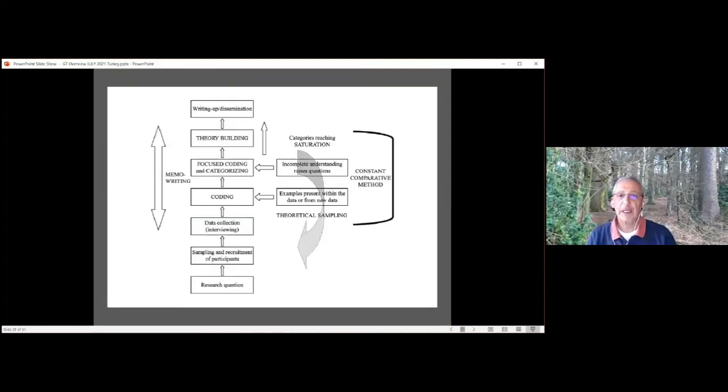Okay, so here is a model. This is actually from Kathy Charmaz's work, where you see this initial idea at the bottom is a research question. There's some sampling. You do some initial data collection, some coding, and categorizing and theory building, but then these go round and round. And along the left-hand side here, you've got this idea of memo writing. And then at the top is writing up and dissemination, spreading your ideas.